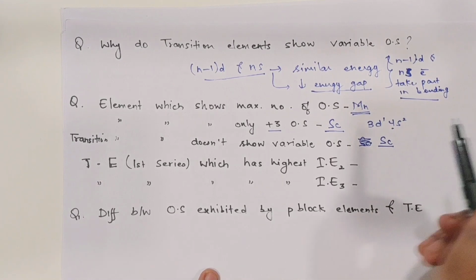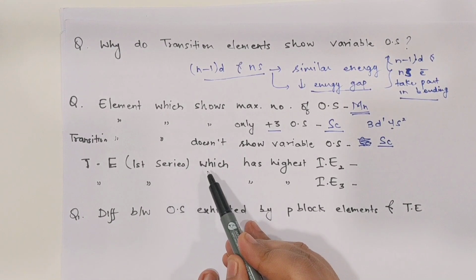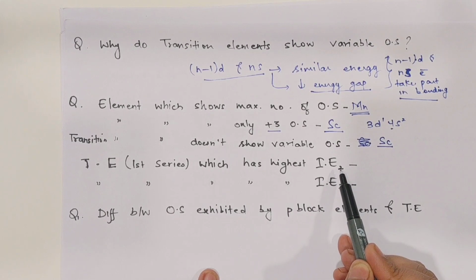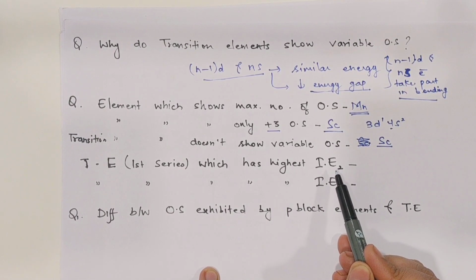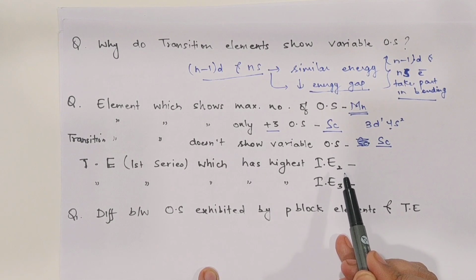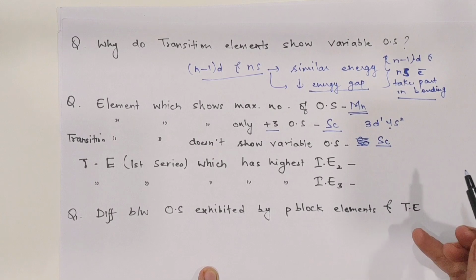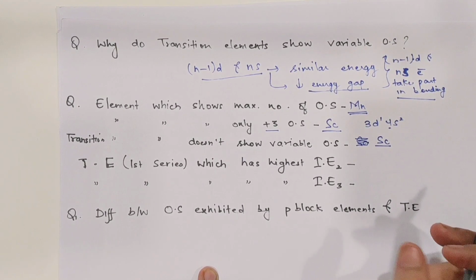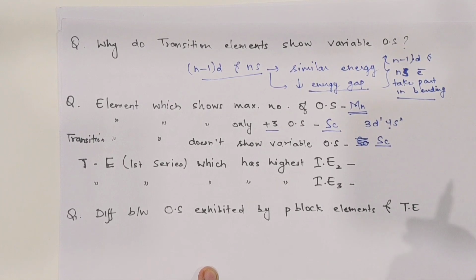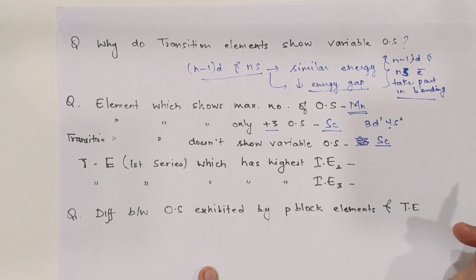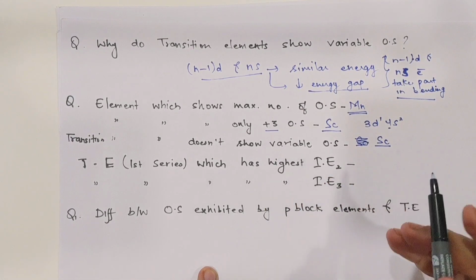Now, transition element first series which has the highest IE2, that means highest second ionization energy. Highest second ionization energy means that after losing one electron, it has attained a stable configuration. That is why it's very, very reluctant to lose one more electron. That is why the second ionization energy is very high. So what are the possibilities?